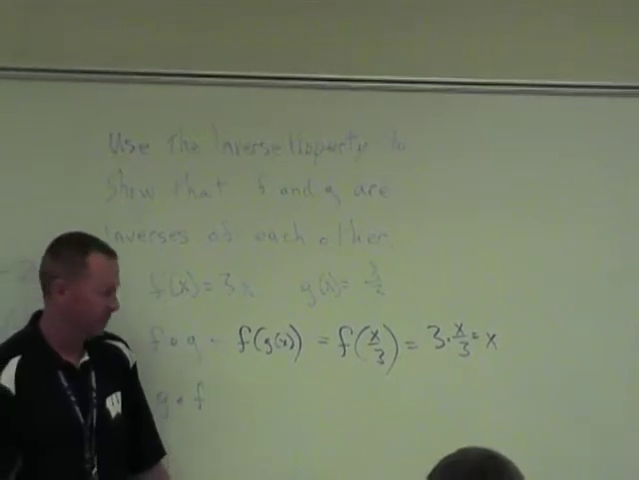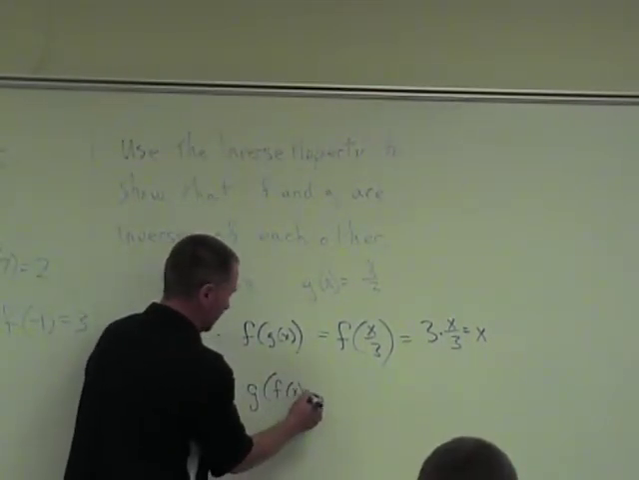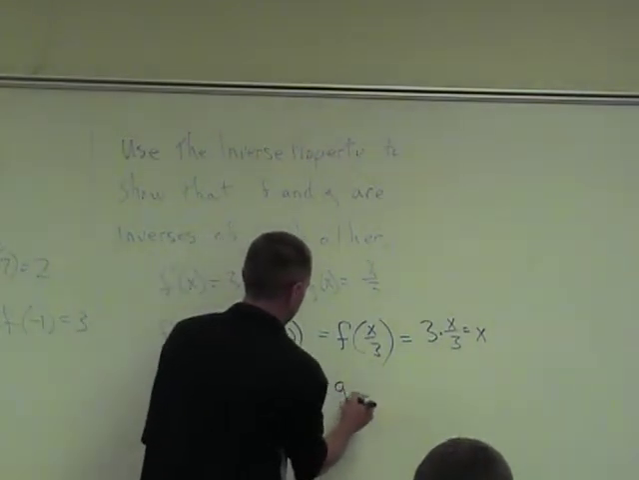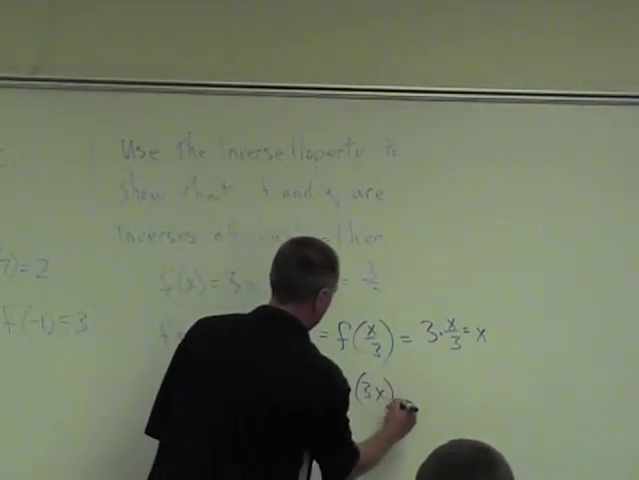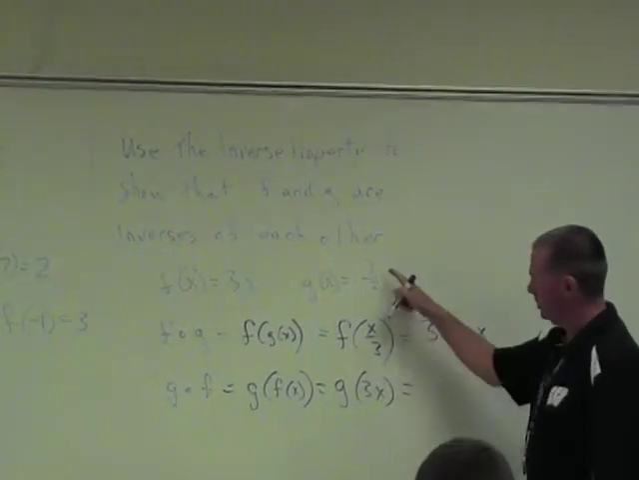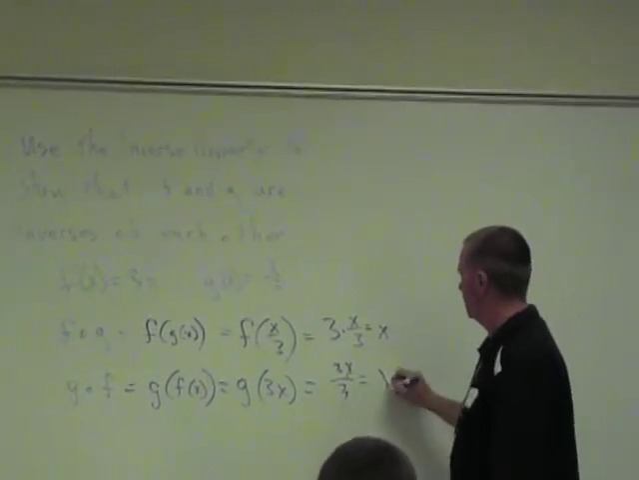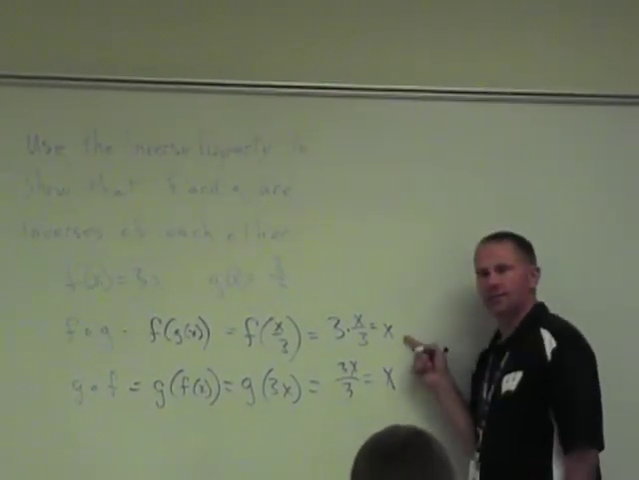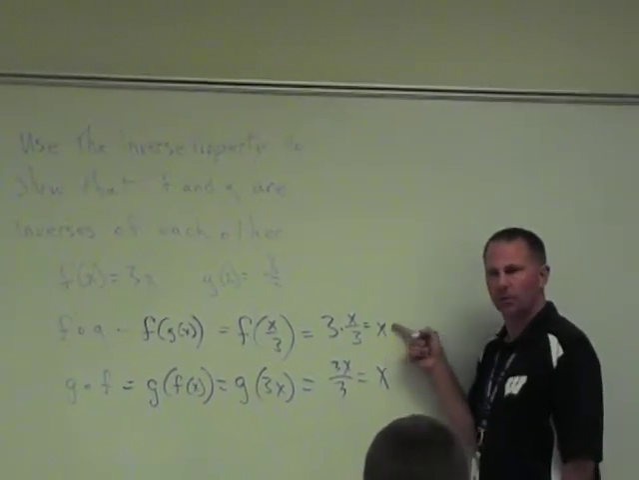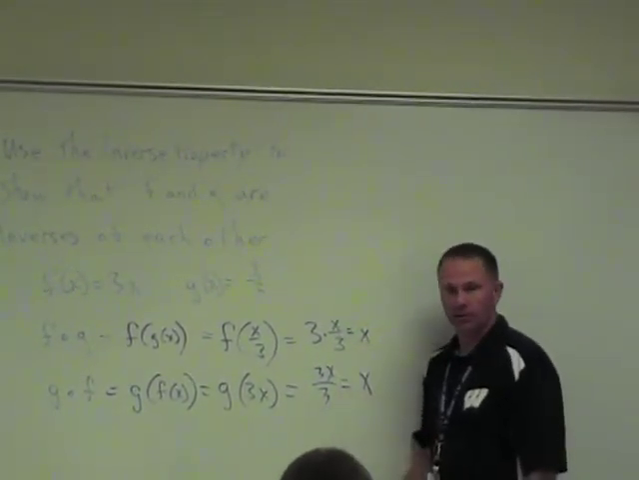What? You get x. Get x again? Is that right? So g of f of x, or g of 3x. So we plug 3x in for this function, so we get 3x over 3. And again, the 3's reduce out. If you get x's for these, they both have to be x's, okay? Then these are inverses of each other.